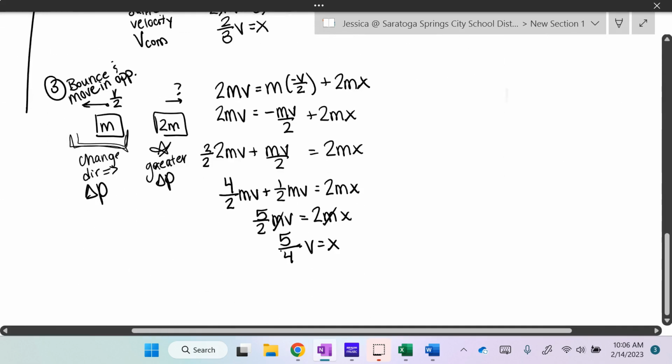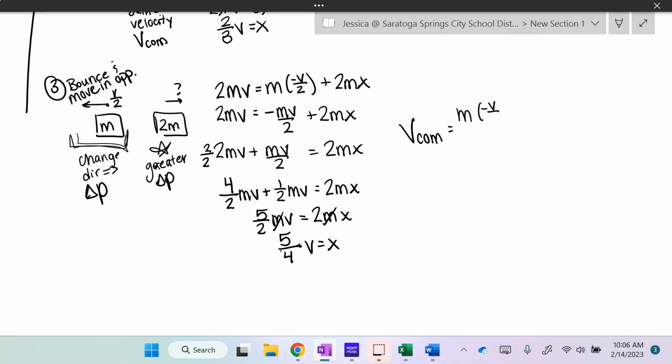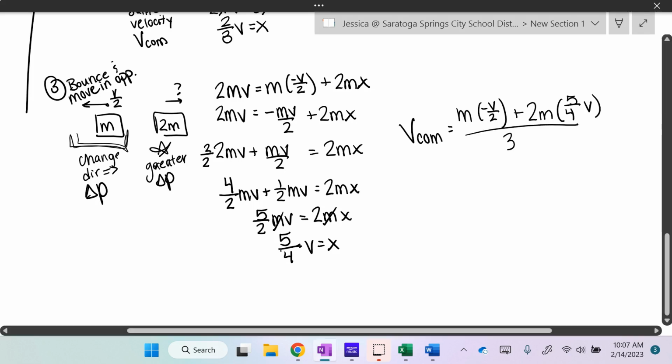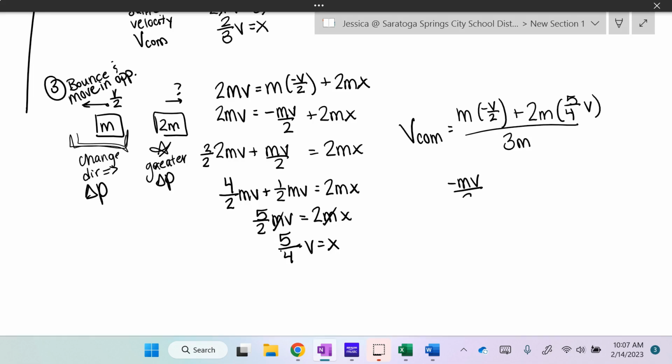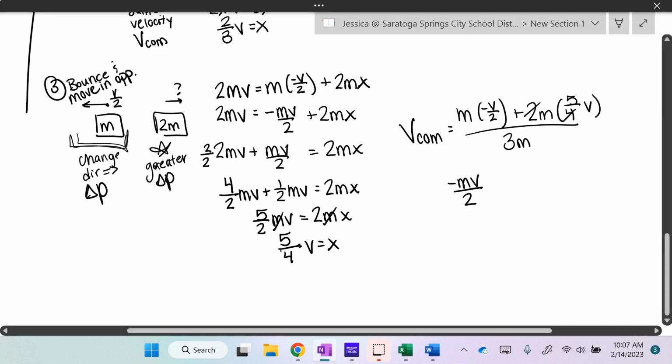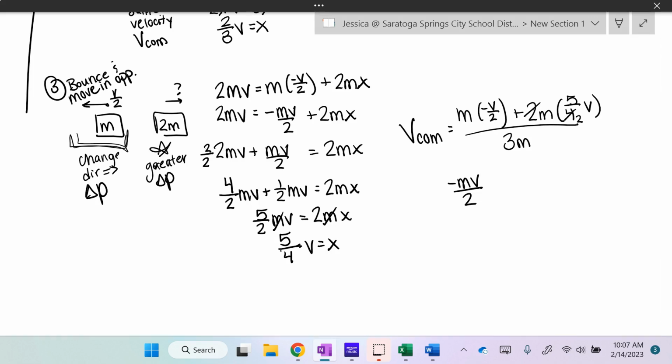We already talked about the stick. So now let's check when they bounce in opposite directions. All right, after the collision, we got m moving at negative v over 2 and 2m moving at 5/4 v. Oh boy, this is going to challenge my fractions. So I got negative mv over 2. Oh, this 2, okay, it's not as hard as I was thinking. All right, perfect. So this 2 and this 2 simplify to give me 5/2.